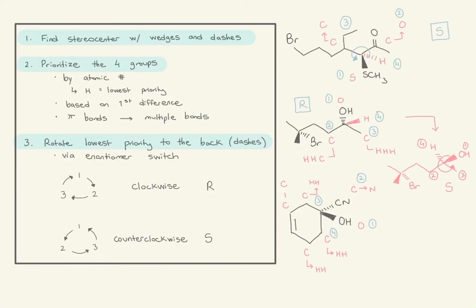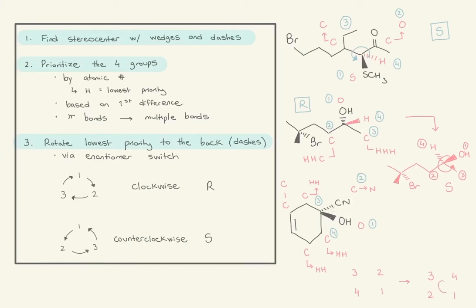Next, we're going to rotate lowest priority to the back. You can draw out the enantiomer like I did in the previous problem, or there's a little bit of a shortcut, and that's just to draw out the numbers. So I'll draw them out as you see them right here. It is 3, 2, 1, and 4. And we will keep 3 and 1 the same, but we'll switch the 2 and the 4 because the 4 is trying to get on the dash where the 2 is right now.